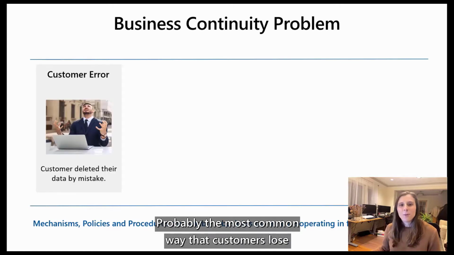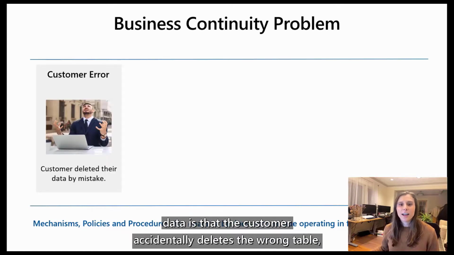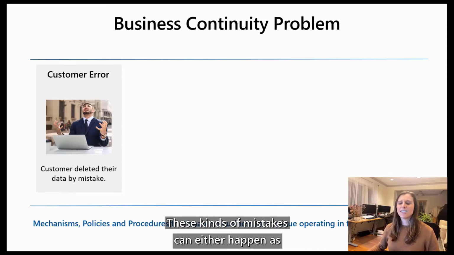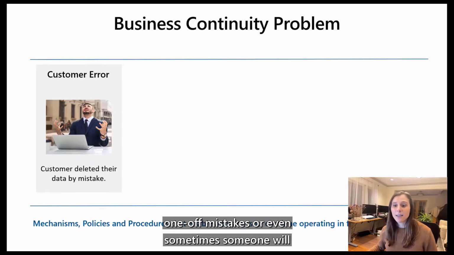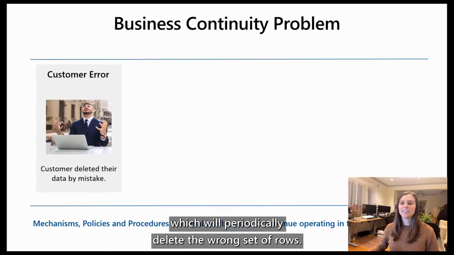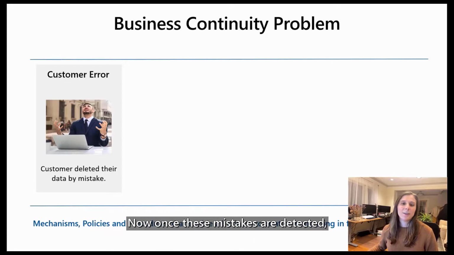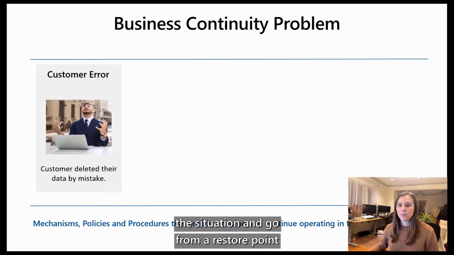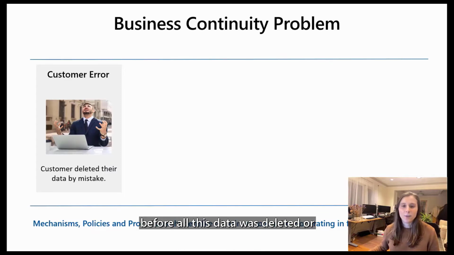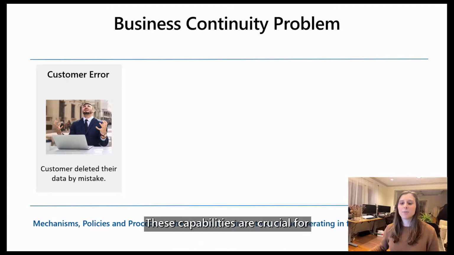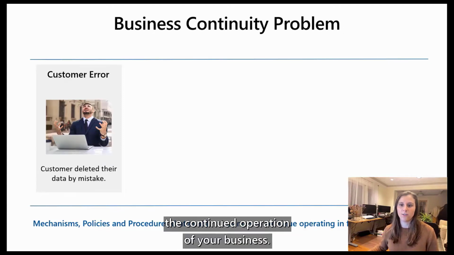So probably the most common way that customers lose data is that the customer accidentally deletes the wrong table or the wrong data, or some other kind of customer error occurs. These kinds of mistakes can either happen as one-off mistakes, or even sometimes someone will accidentally write the wrong code in the application, which will periodically delete the wrong set of rows. Now once these mistakes are detected, there should be a way to get out of the situation and go to a restore point before all this data was deleted or changed in a way that you don't necessarily want. These capabilities are crucial for the continual operation of your business.